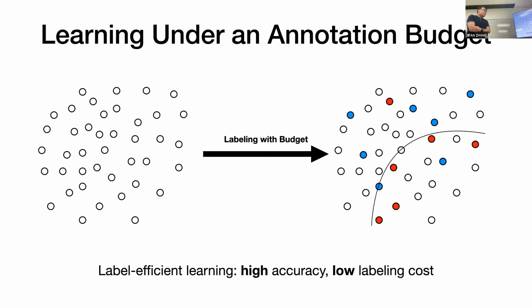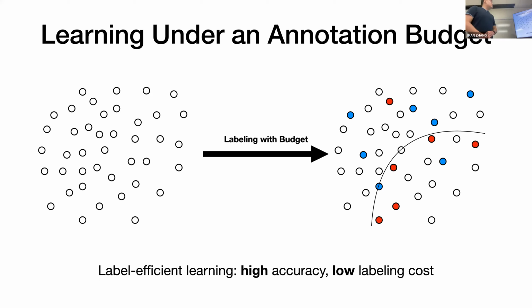Basically there are two objectives. Either you fix the budget and you want to have a higher accuracy for your classifier, or you fix the accuracy, so you want to achieve a certain accuracy and you want to minimize your labeling cost. These are the two trade-offs that people need to see in practice.